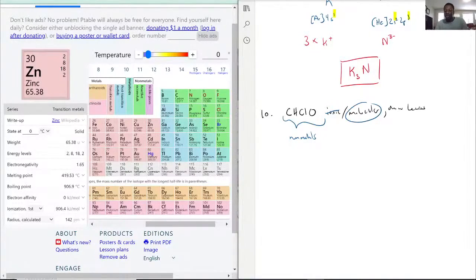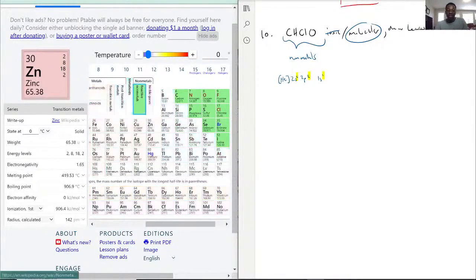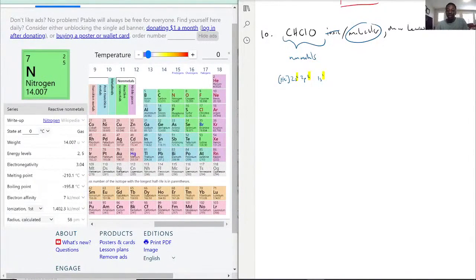Now let's draw the Lewis structure. Okay, we have CHClO. First we find the amount of electrons each atom contributes. Carbon is in the 14th column, and its electron configuration is 2s2 2p2, which supports that it gives 4 electrons. Hydrogen is just 1s1, so it only gives 1 electron. I'm getting these numbers for electron configuration based on the column and row they're in. Chlorine is down here, the 17th element.